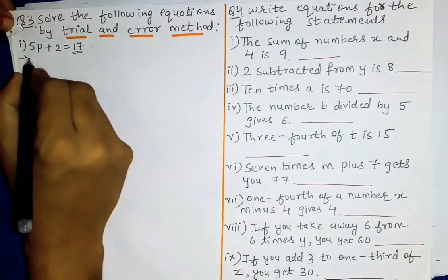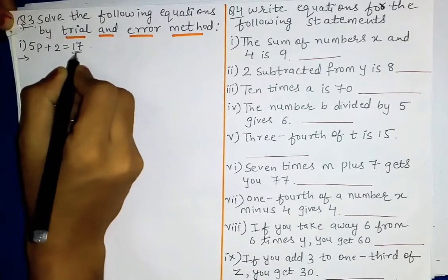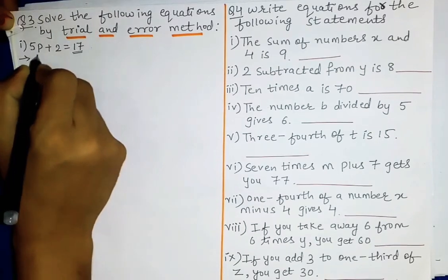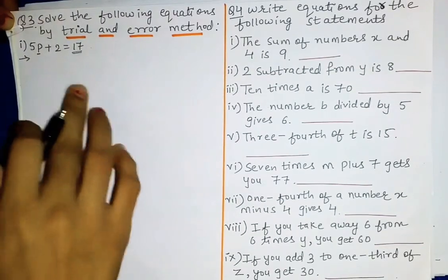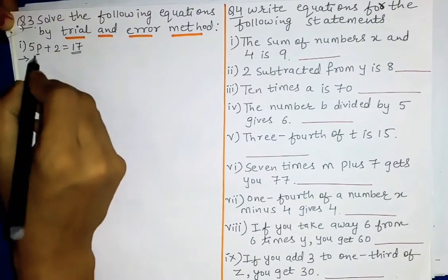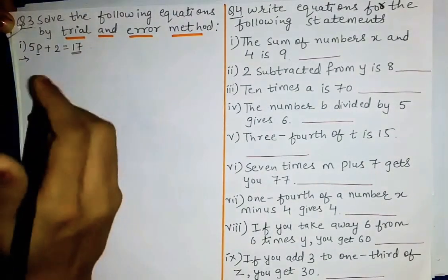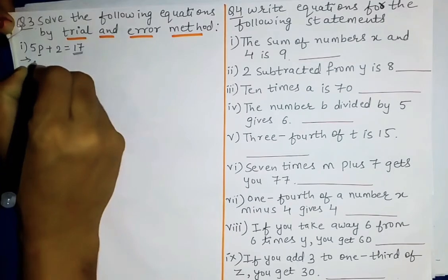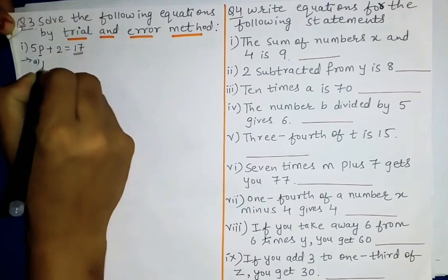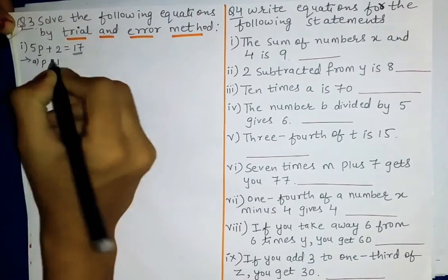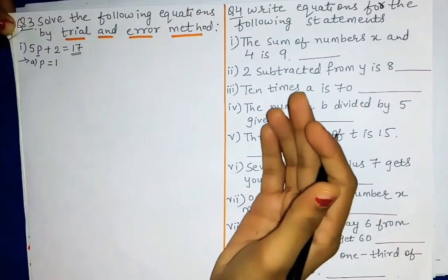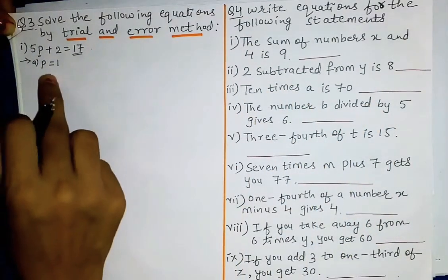Our equation is 5p plus 2 equal to 17. Now the variable is p. So we have to take different values for p. This is our variable. Value is not given, only the equation is given. Now first I am taking p equal to 1. You can take any value of your choice. I have first chosen p equal to 1.